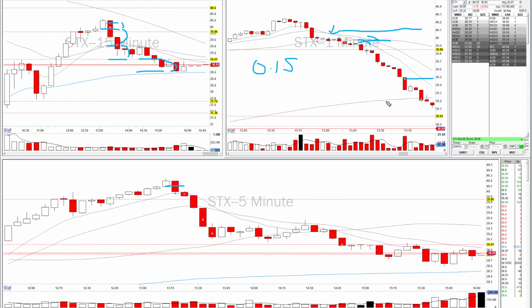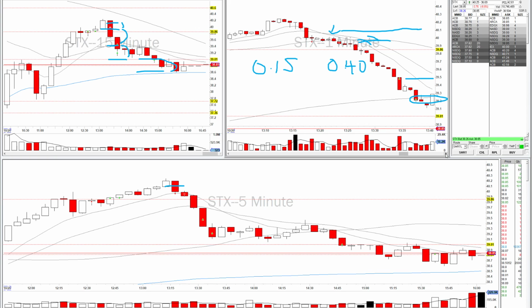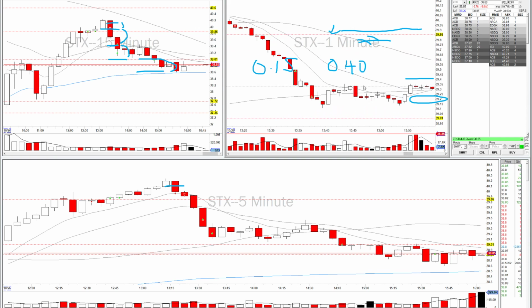First scale out 39.50. That's 40 cents, right? So I got 40 cents on the first partial. That right there is greater than 2-to-1, right? What is that? 2.3-to-1 or something, right? Next partial at this moving average, right? It actually bounced along that moving average for quite some time, found some support before it keeled over again. So that was 70 cents on the next partial.